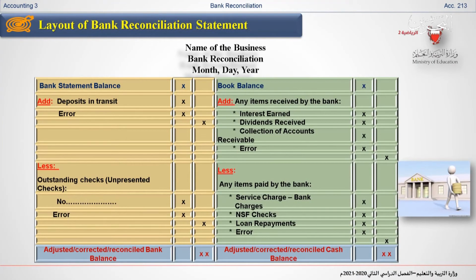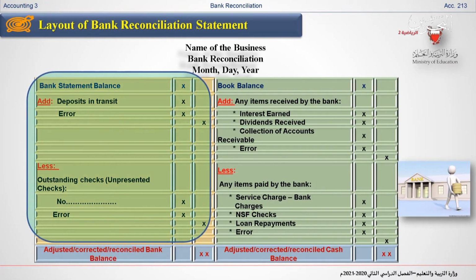Layout of bank reconciliation statement. We will use this bank reconciliation statement layout. To summarize the process, the first step is to adjust the balance on the bank statement to the true, adjusted, or corrected balance by adding deposits in transit and deducting outstanding checks, and adding or deducting bank errors.